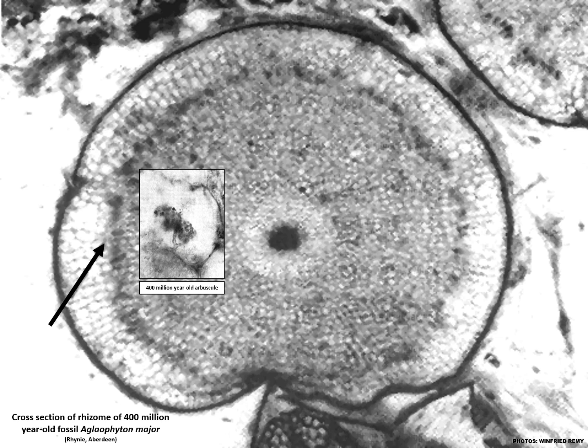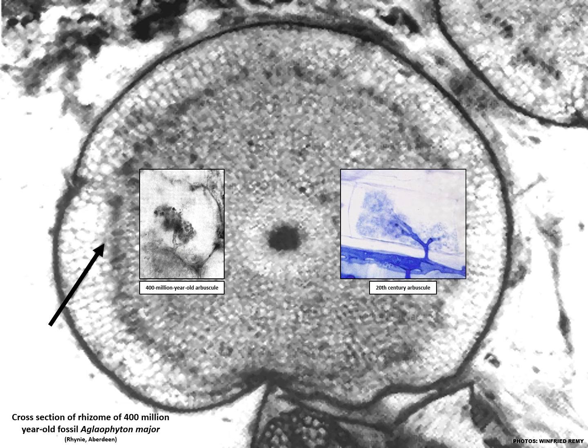The arrow is pointing to one of many ancient arbuscules, highly branched organelles inside root cells where nutrients are exchanged between the plant and its fungal partner. This is it. Compare the ancient arbuscule with its modern descendant, here of the fungus Glomus, in a bluebell root.